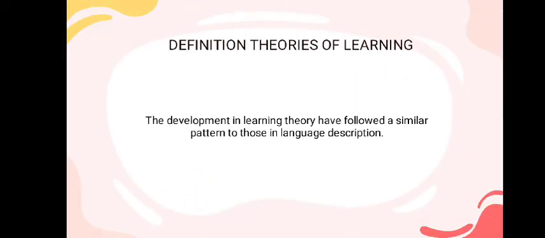Today I want to tell you about the definition of theories of learning. Theories of learning are the different ways people learn, focusing on the internal and external influences that affect the learning process. So it depends on the personality and learning type of each person. Each person has a different way of understanding or learning something new.